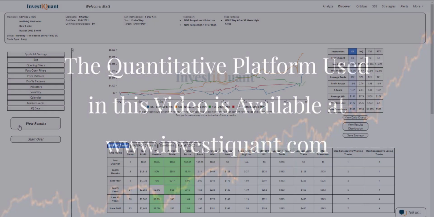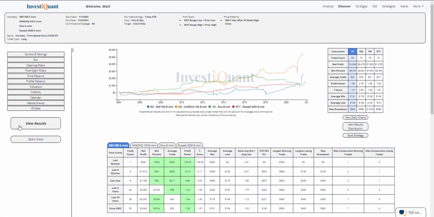All right, here we go. These are the results based upon entering the market long at 3 p.m. Eastern time, exiting at 4:15 p.m. Eastern time, when the prior day closed at a 52-week high, and the current day has an inside day forming as of 3 o'clock. Historically, we've got 83 samples for the S&P dating back to 2003. We've got 72 for the NASDAQ, 76 for the Dow, 51 for the Russell.